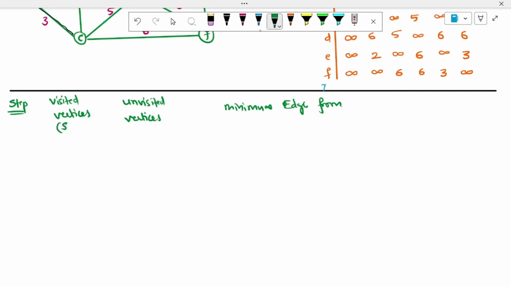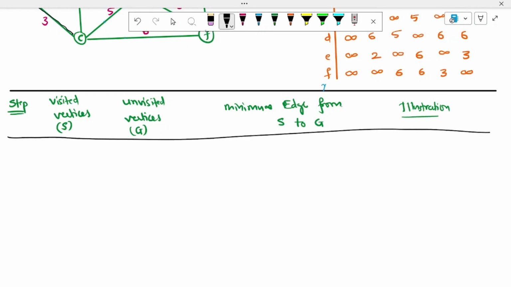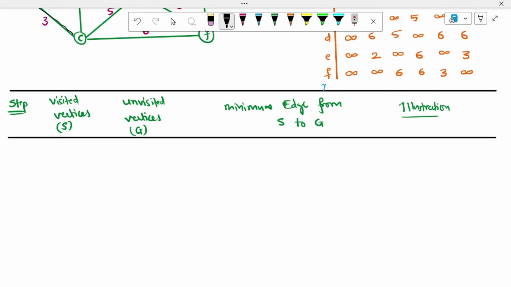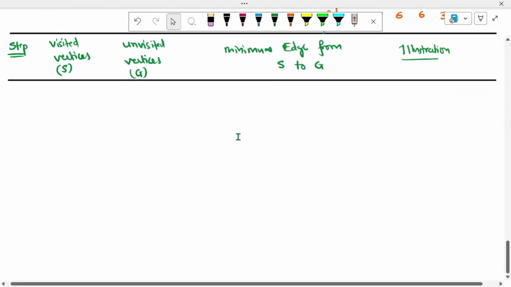I'll call this S. Visited vertices are called S. Yes, we have visited. And G will tell you unvisited vertices. Minimum edges from S to G, means from visited to unvisited vertices. And here we have the illustration of the graph that we have got. Okay, these are the headers of our table. This is very simple. You only need to understand what we are going to write.